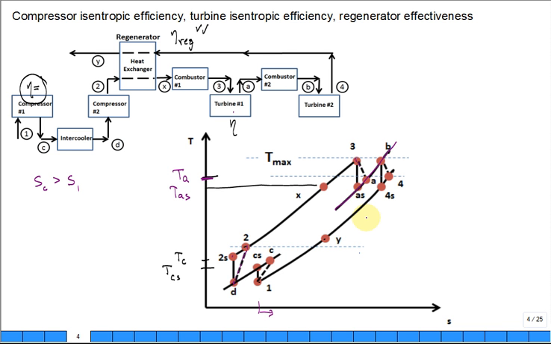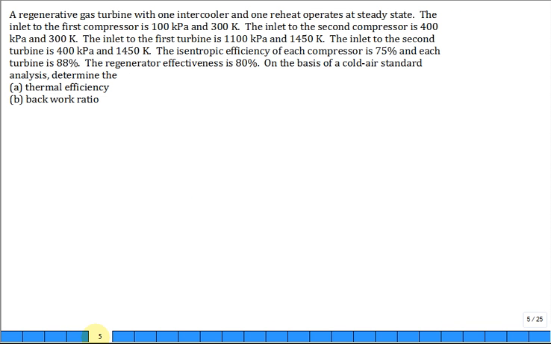Okay? So if this is a problem, that's a long problem, but the illustration I just showed, you would take numbers and solve for this problem, okay? So you have one intercooler, meaning you have two compressors. You have reheat, meaning that you go back, so you have two combustors, you have two turbine stages, and you come in at this temperature and this pressure, that temperature.